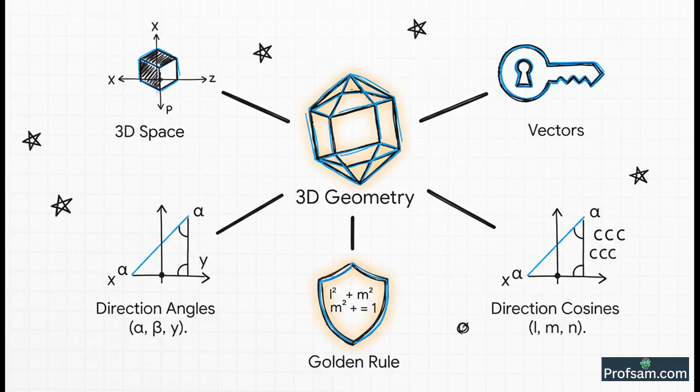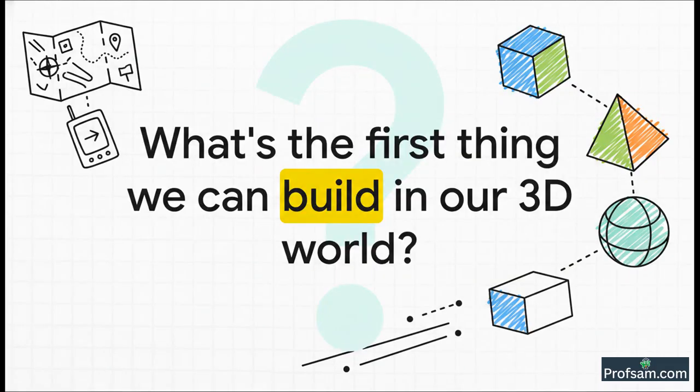You're doing great. Okay, think about it. You've got the map to find any point. You've got the GPS to point in any direction. You have the two most essential tools. So I'll leave you with a question. What do you think is the very first, most fundamental thing we can build now that we have these tools?